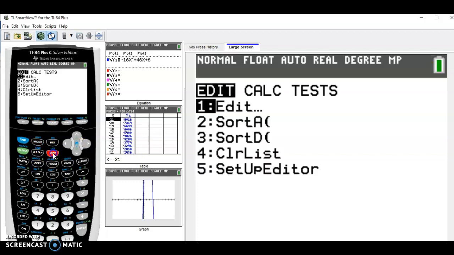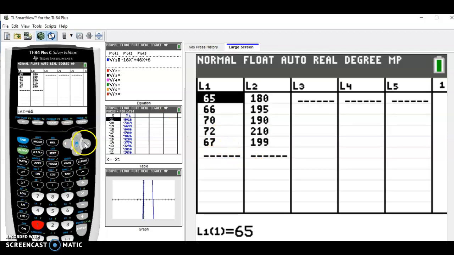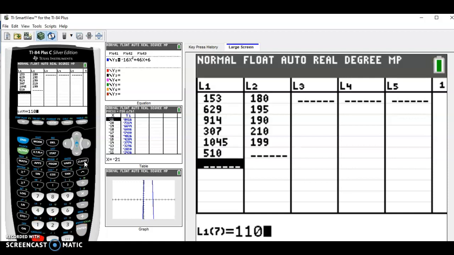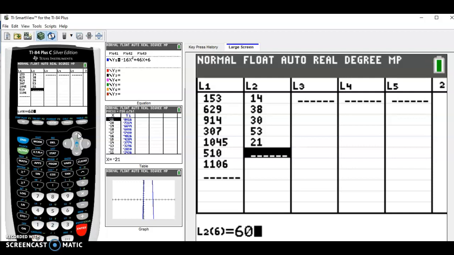So I went to stat and I'm going to go to number 1. I want to edit. And what I'm doing here is I'm going to put in the list of values we were given. So I was given 153, 629, 914, 307, 1045, 510, 1106. Then I'm going to come over to my Y values, which is my second list, and put in the matching values. So 14, 38, 30, 53, 21, 60.